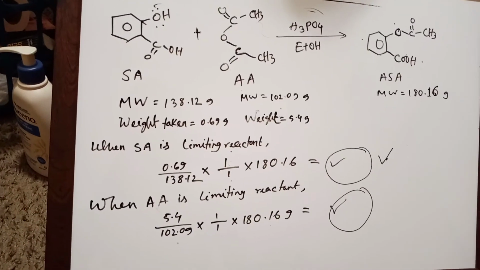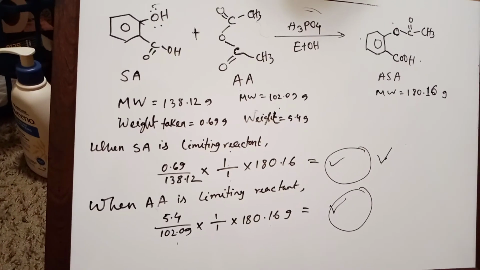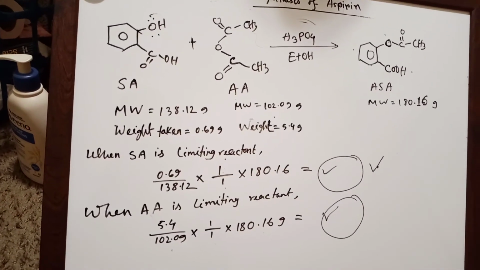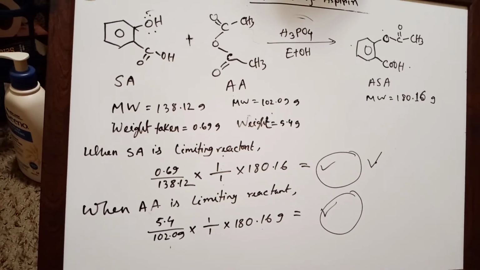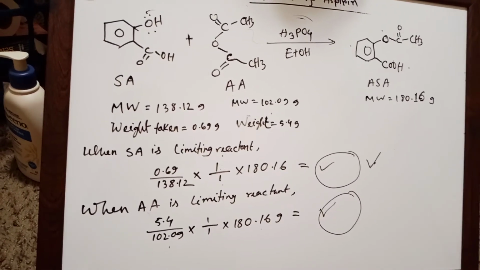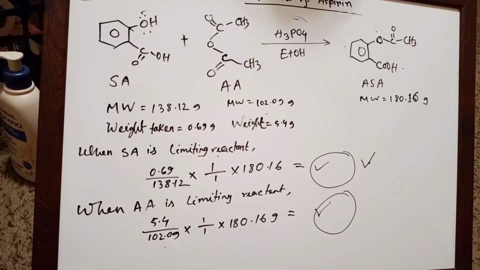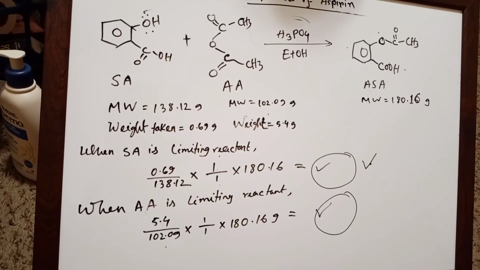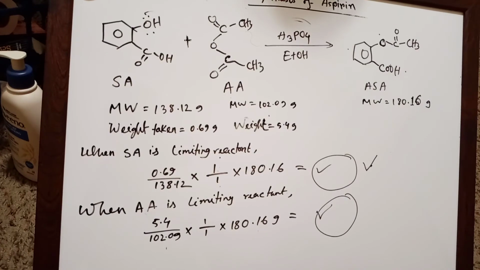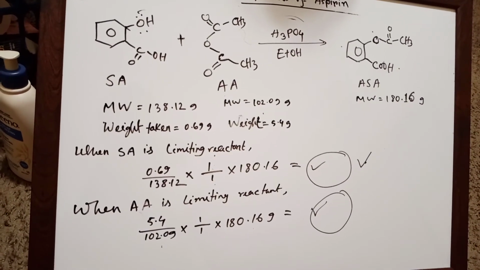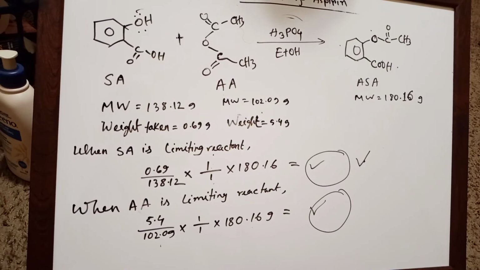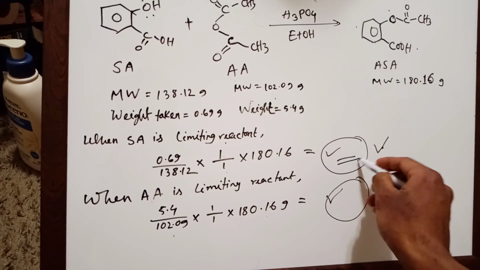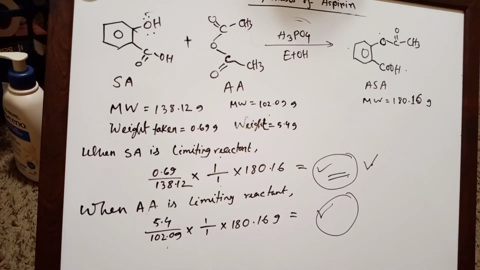So that means salicylic acid is the limiting reactant. So now we need to think about what a limiting reactant is. The limiting reactant is the reactant in a reaction which will be finished first, which will dominate the amount of the product. So in this reaction we find the limiting reactant to be salicylic acid, and the value that we get here is the theoretical yield. Thank you.